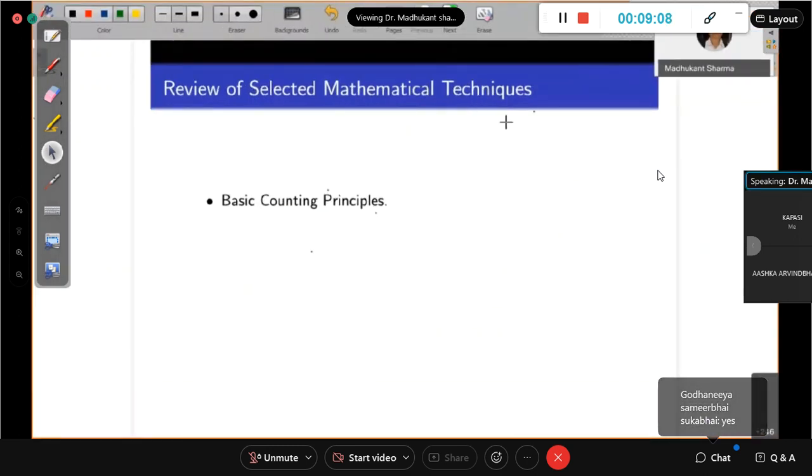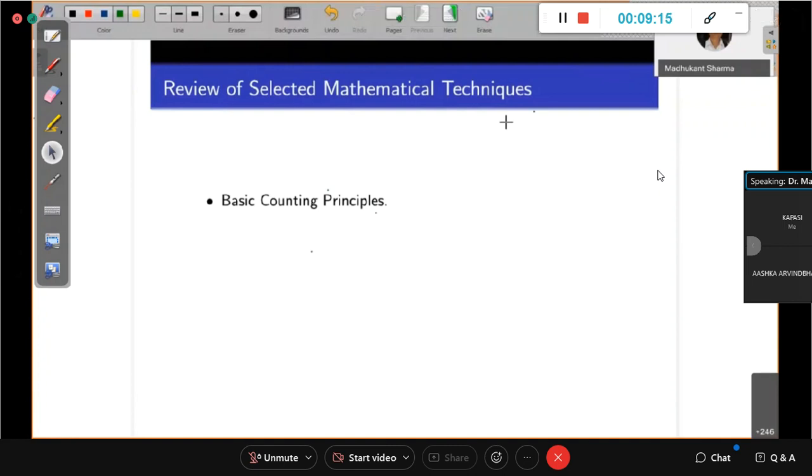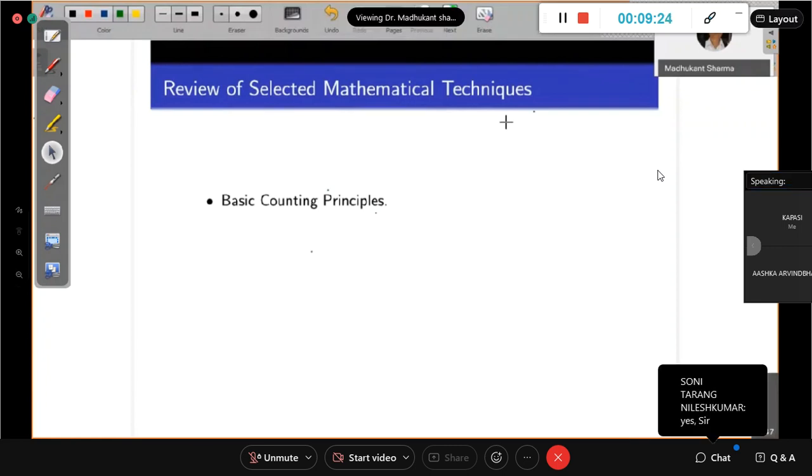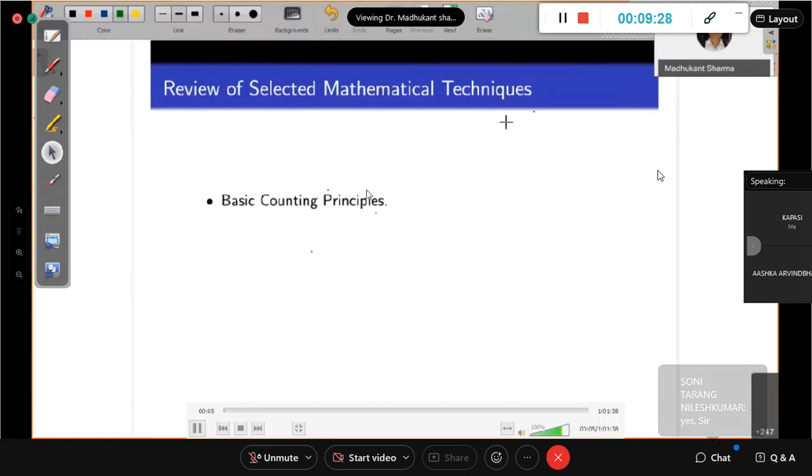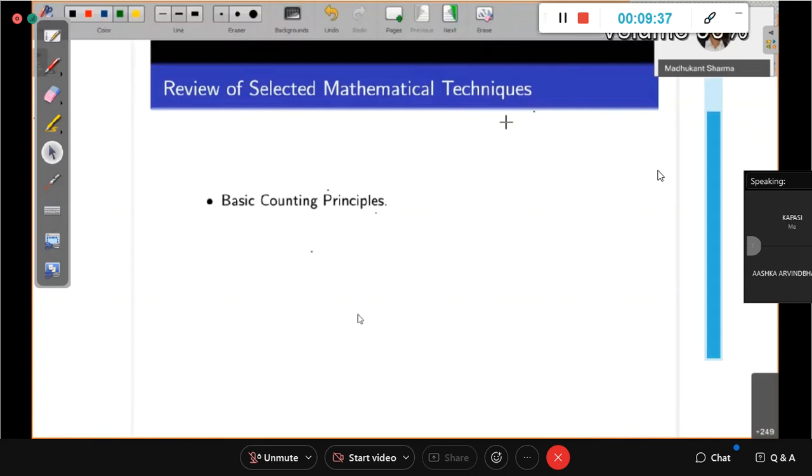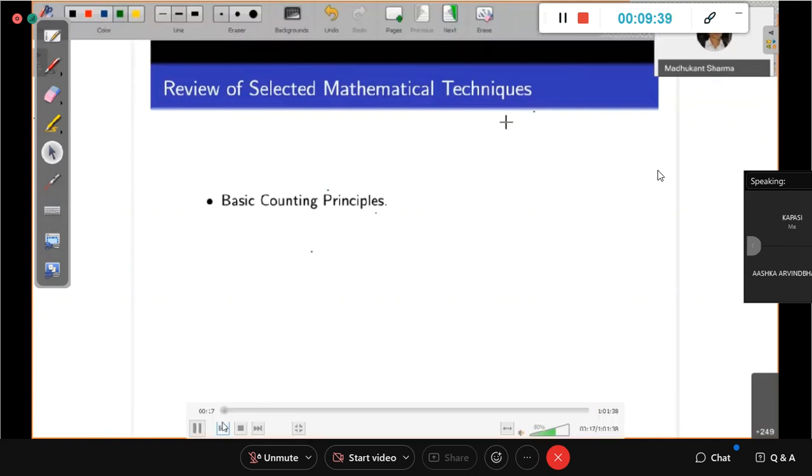So I'm going to start with the lecture now, which is mainly focused on the review of some selected mathematical techniques. Before getting to our main business, we will quickly review some of the selected techniques which are very basic to understand for this.